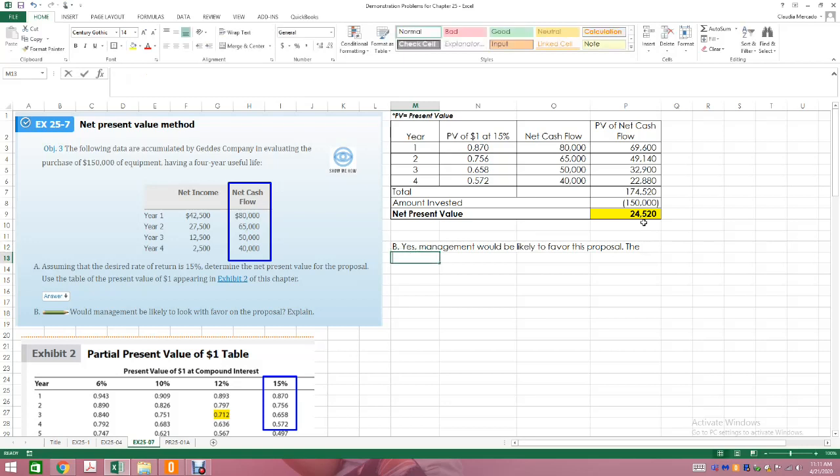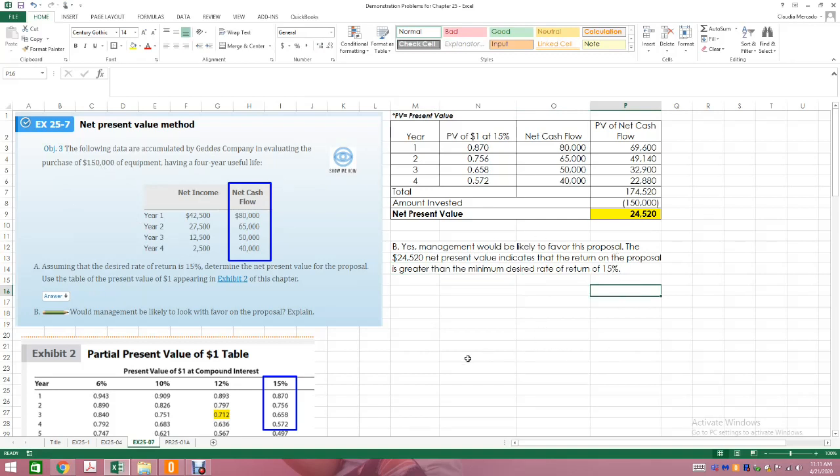The $24,520 net present value indicates that the return on the proposal is greater than the minimum desired rate of return of 15%. So we got more than what we were expecting. So yes, I would favor the proposal. I would encourage management to invest into this, buying this $150,000 piece of equipment.